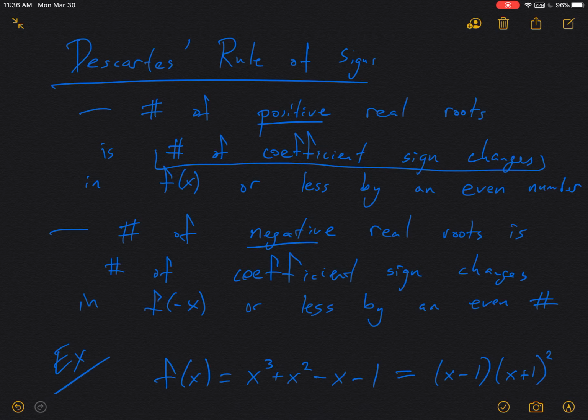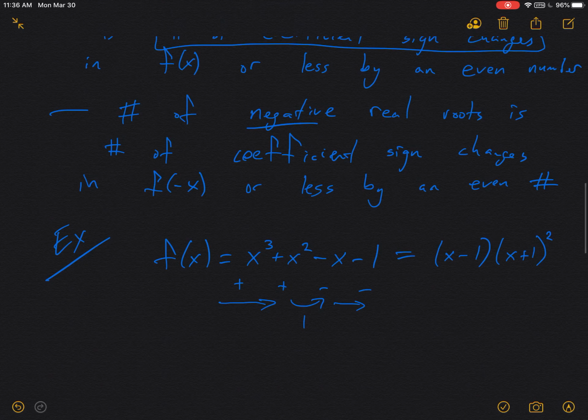And what Descartes' rule of signs says is that the number of positive real roots that this polynomial has is going to be that number or less than that number by an even number. So it would either be 1 or a negative 1 or a negative 3 and so on, but you can't have a negative number of roots. So in this case, we know that this will have one positive real root.